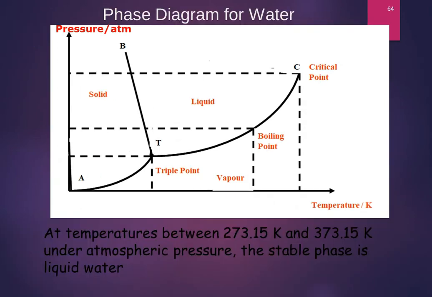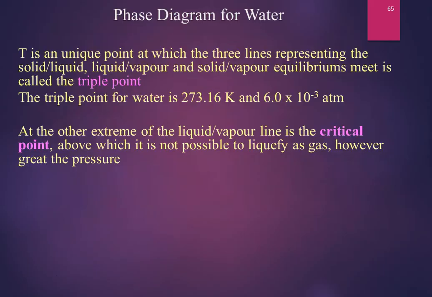Just for your information, at temperature between 273.15 Kelvin and 373.15 Kelvin under atmospheric pressure, the stable phase is liquid water. T is a triple point. Triple point of water is 273.16 Kelvin and 6 × 10^-3 atm. At critical point, above which it is not possible to liquefy a gas, however great the pressure.